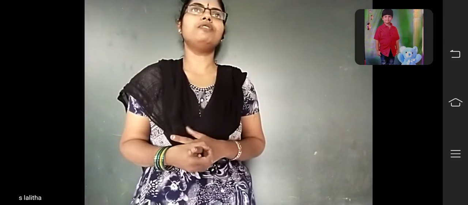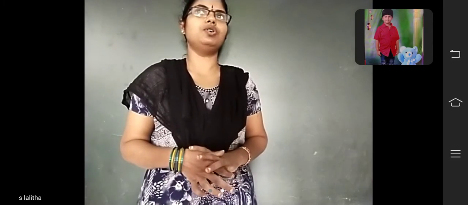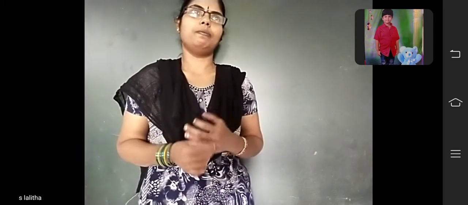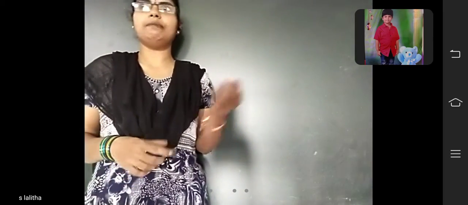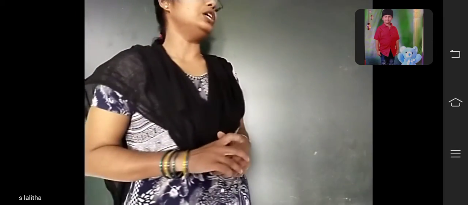And the next type of fraction is mixed fraction. What is called a mixed fraction? It is a combination of a whole number and a proper fraction. It is called a mixed fraction. Already we learned example 1 yesterday. Now we are going to example 2. Okay, children?